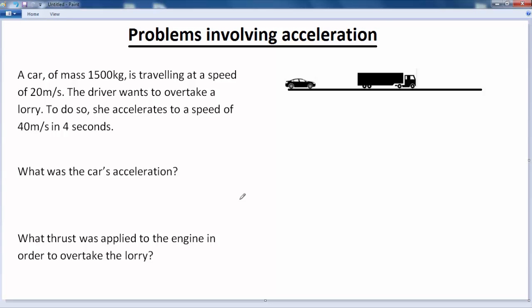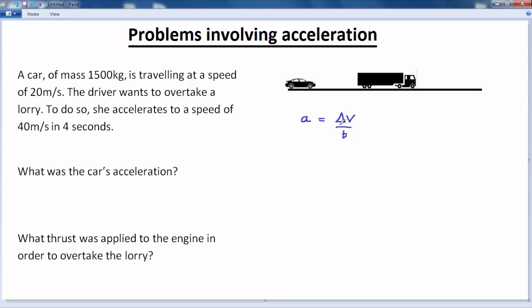So we need to remember the expression for a body that's moving with a constant acceleration, and that is that a, the acceleration of the body, is equal to the change in velocity, that little triangle means change in, divided by the time taken.